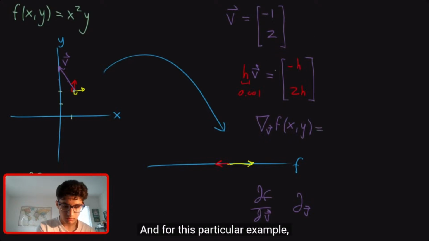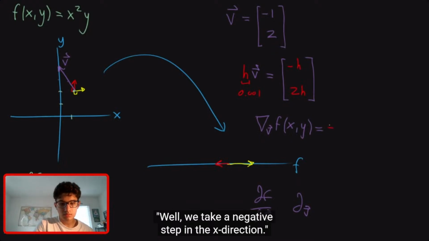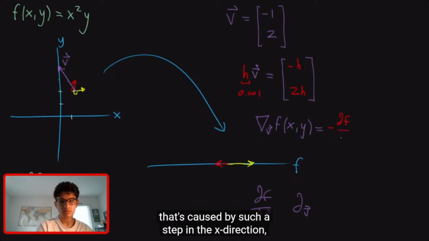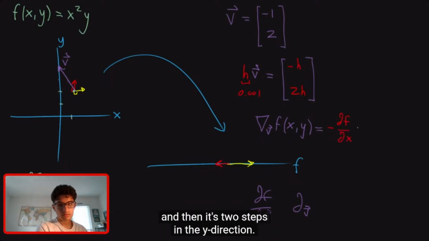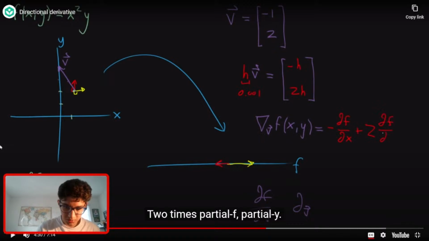And for this particular example, a good guess that you might have is to say, well, we take a negative step in the x direction, so whatever the change that's caused by such a step in the x direction, you do the negative of that. And then it's 2 steps in the y direction, so whatever the change caused by a tiny step in the y direction, let's just take 2 of those. 2 times partial f with respect to y. Okay, good. So this makes sense then. Actually, yeah, that makes a lot of sense.